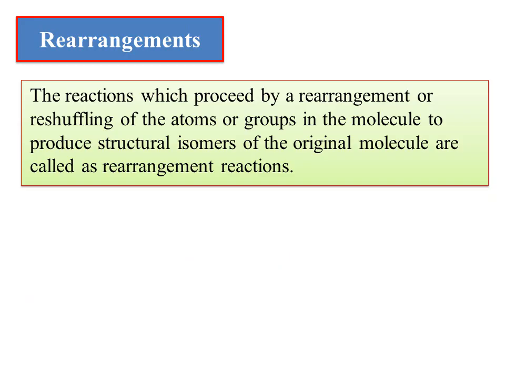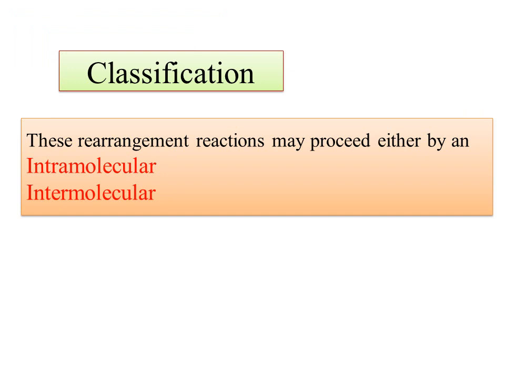And the last type of reaction that we come across in organic chemistry is called rearrangement. As the name indicates, reshuffling. They are going to rearrange themselves according to their convenience, according to stability. Such type of reactions we are going to call rearrangement reactions. The reaction proceeds by the rearrangement or reshuffling of the atoms or groups in a molecule to produce structural isomers of the original molecule. Again, there are two different types of rearrangement reaction. One is called intramolecular, the other is called intermolecular.